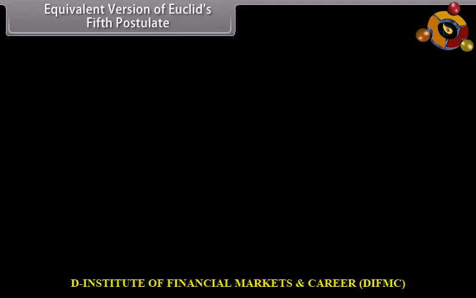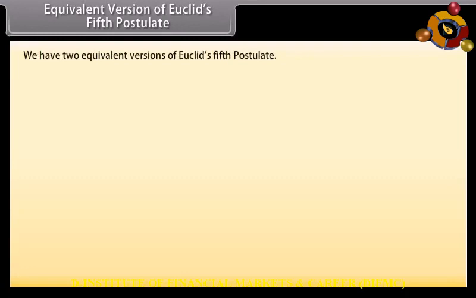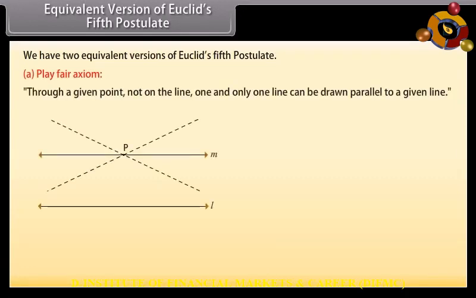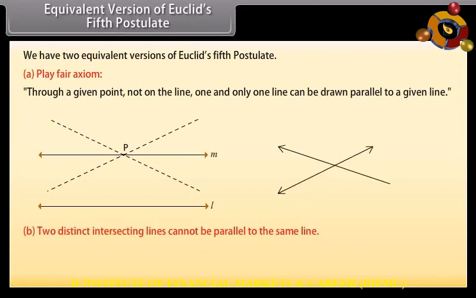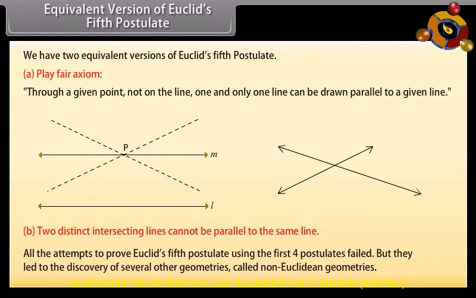Equivalent versions of Euclid's fifth postulate. We have two equivalent versions of Euclid's fifth postulate. The first one is Playfair's axiom. This says that through a given point not on a line, one and only one line can be drawn parallel to a given line. And the other one is: two distinct intersecting lines cannot be parallel to the same line. All the attempts to prove Euclid's fifth postulate using the first four postulates failed, but they led to the discovery of several other geometries called non-Euclidean geometries.